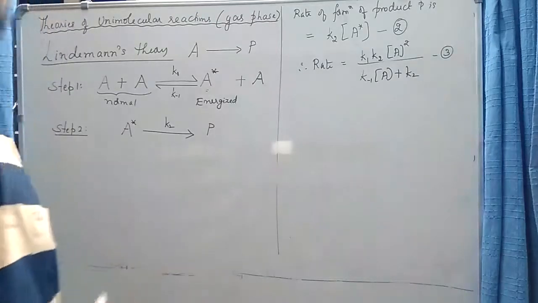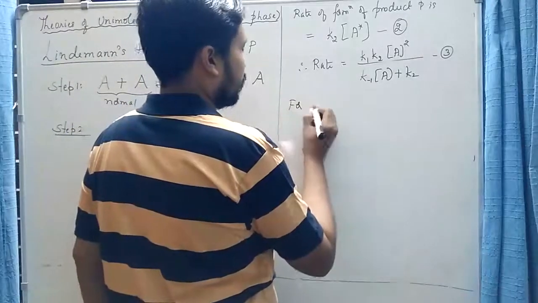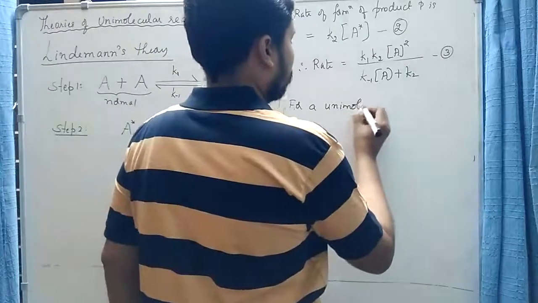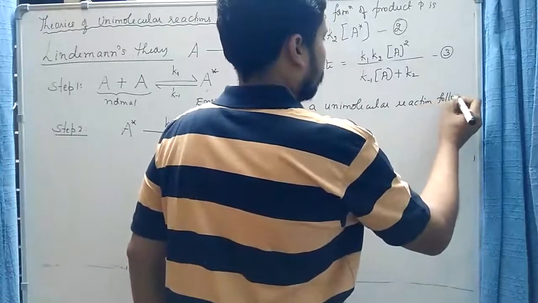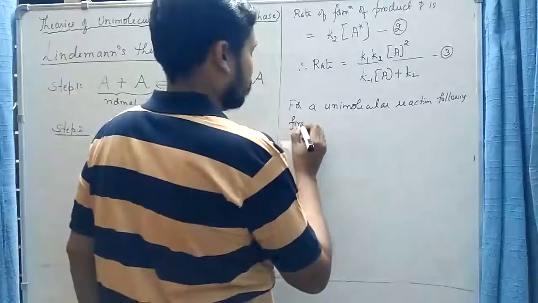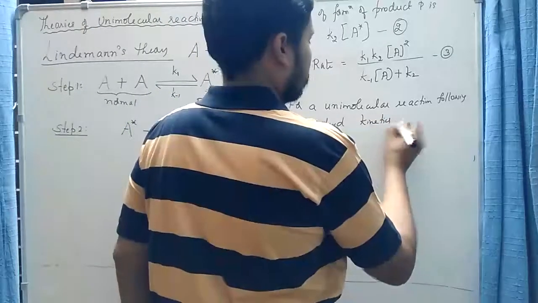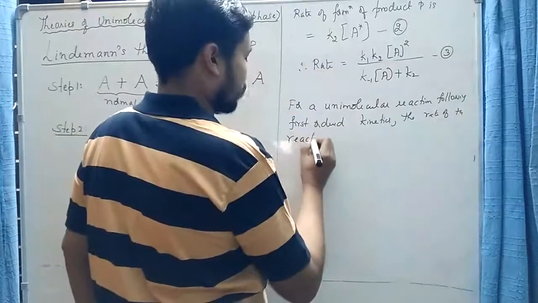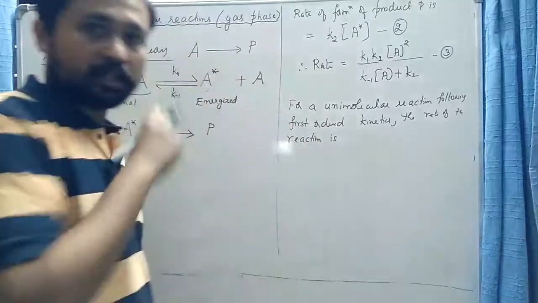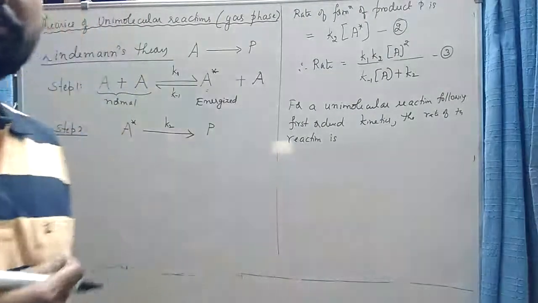So how do you write in general a first order kinetics? For a unimolecular reaction following first order kinetics, the rate of the reaction is, how do you generally write a rate for a first order reaction? Rate is equal to rate constant into concentration to the power 1. That is the way we write the rate for a first order reaction.